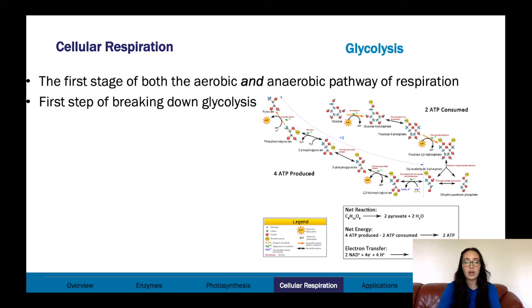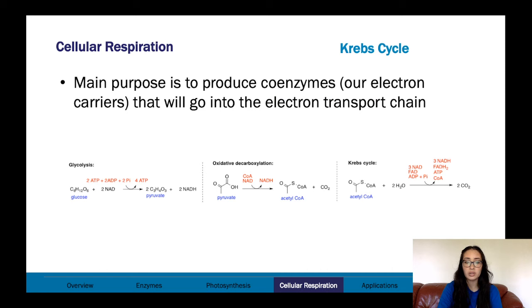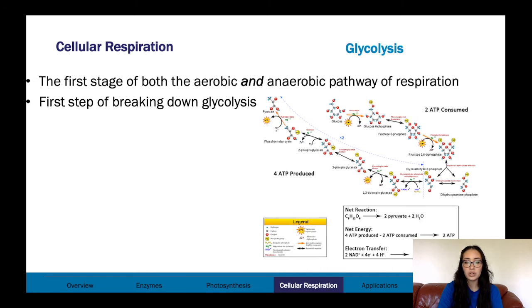Make sure it's right. The first step of respiration is glycolysis. It occurs in the cytosol. It breaks down glucose, and it produces 2 ATP generally. This is 4 ATP here, so 4 ATP produced, but 2 are consumed. So you've got a net production of 2 ATP.